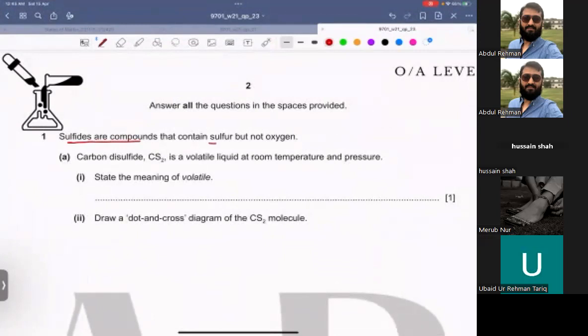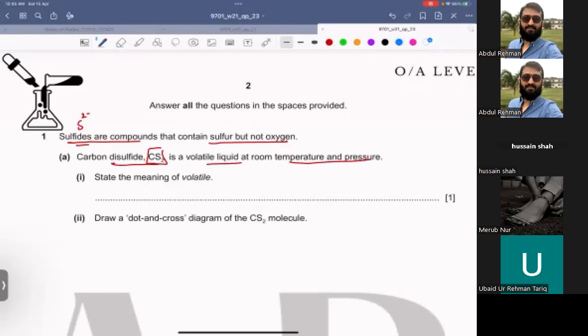Sulfides are compounds that contain sulfur but not oxygen. Yes, it means that the anion has sulfur with a 2- charge normally. And here we have carbon disulfide. They have provided you the formula as well, CS2. It is a volatile liquid at room temperature and pressure. State the meaning of volatile.